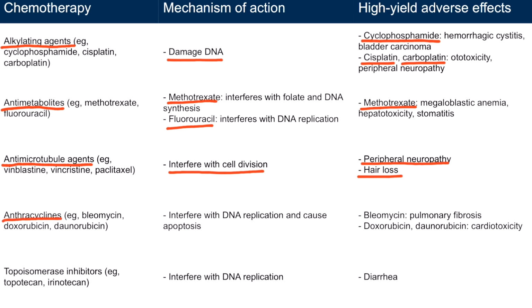Now, anthracyclines is a class of chemotherapeutic agents that includes bleomycin, doxorubicin, and daunorubicin. And these drugs work by interfering with DNA replication and causing apoptosis. Now, it's important to know that prolonged use of bleomycin is associated with pulmonary toxicity and fibrosis. And that's a really high yield side effect. Prolonged use of doxorubicin or daunorubicin is associated with cardiotoxicity, another really high yield adverse effect. Lastly, topoisomerase inhibitors like topotecan or irinotecan also interfere with DNA replication, and both of those predispose patients to significant diarrhea. And again, if this overwhelms you, then I recommend viewing those image mnemonic videos that we have.